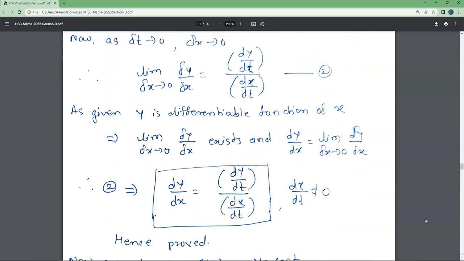आणि आपल्याला अजून एक गोष्ट दिली, so this is the second equation. Given that y is a differentiable function of x, म्हणजेच limit delta x tends to 0, delta y upon delta x exists and dy by dx is limit delta x tends to 0, delta y upon delta x. मग याची value काय आली, फक्त dy by dx. So dy by dx is equal to dy by dt upon dx by dt, dx by dt is not equal to 0, hence proved. हेच आपल्याला त्यांनी प्रूव्ह करायला लावलं होतं.